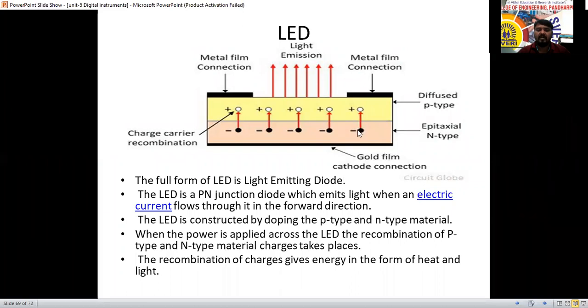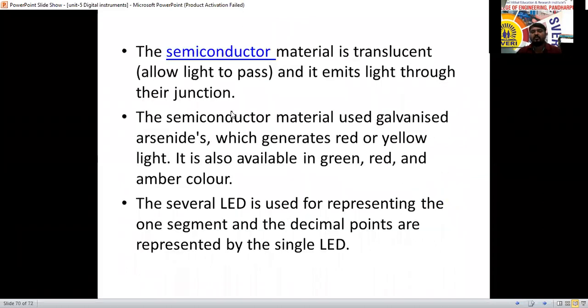Here, with P type material and N type material, the charges will take place. In the combination of P type and N type, whenever they mingle, recombination occurs, and at that time it produces some heat and light. That light we are going to utilize here. So the recombination of charges gives energy in the form of heat and light, and that is what we are utilizing here.